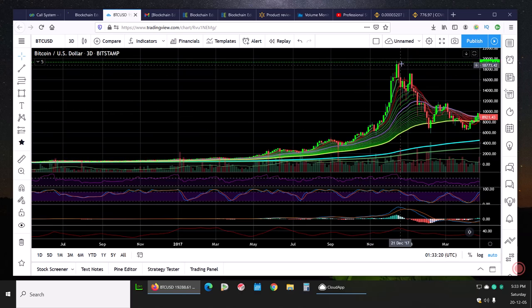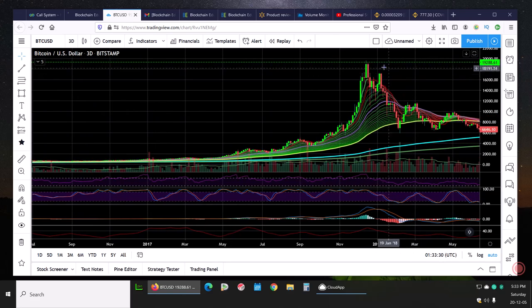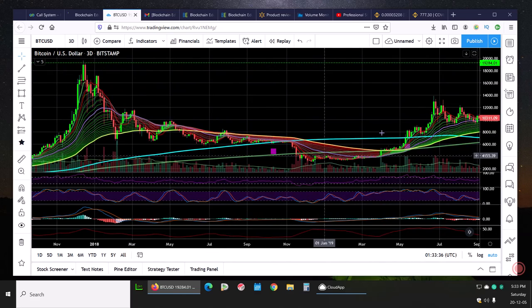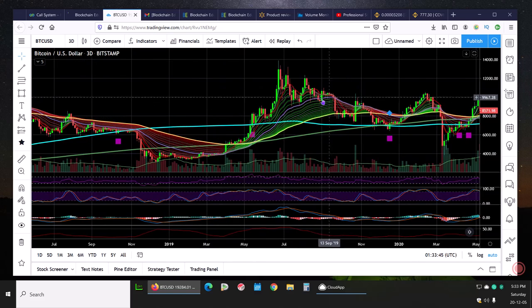Bitcoin went crazy and went almost to $20,000. This shows that it went to about 19,680 approximately on Bitstamp. So since that time, Bitcoin has dropped down. We had a major drop, it went down into the 3,500 range here through a lot of late 2018, early 2019. Went up again to 14,000.